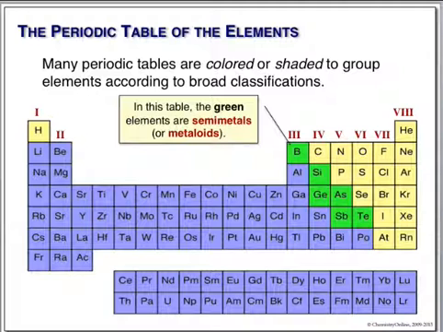If you look at these periodic tables here, you'll see a little jagged line running down that separates metals. Semi-metals are here, and non-metals are over here.